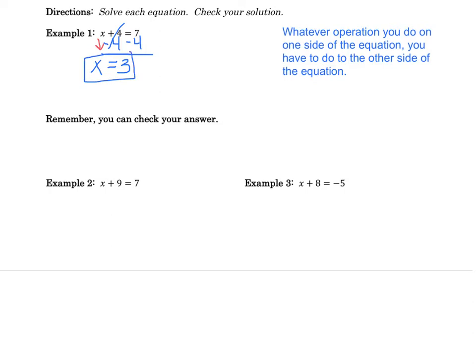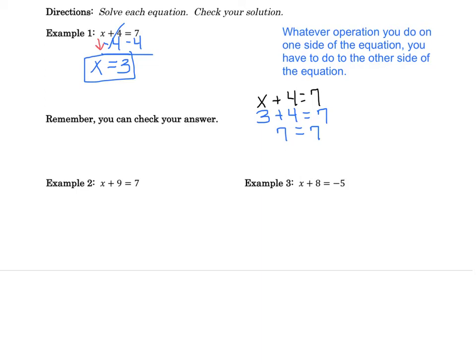Now you can check your answer. You can always check your answer. Example 1 says x plus 4 equals 7, and we just found out that x equals 3. So we're going to substitute 3 for x. Does 3 plus 4 equal 7? Well, 3 plus 4 is 7. Does 7 equal 7? Yes, it does. So it works. That's how you check your solution, how you see if your answer for the variable makes sense.